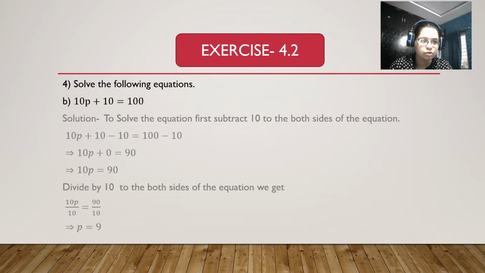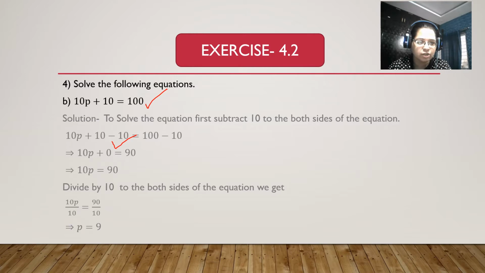Now we solve question number 4, part b. 10p plus 10 equal to 100. To solve the equation, first subtract 10. Here 10 has a positive sign, so we have to subtract 10 from both sides of this equation. 10p plus 10 minus 10. The 10 and minus 10 will cancel.